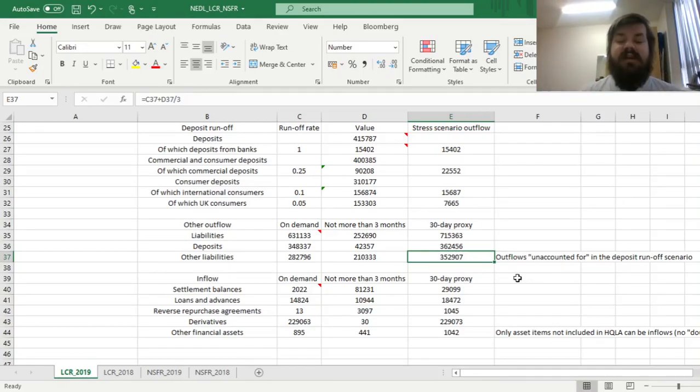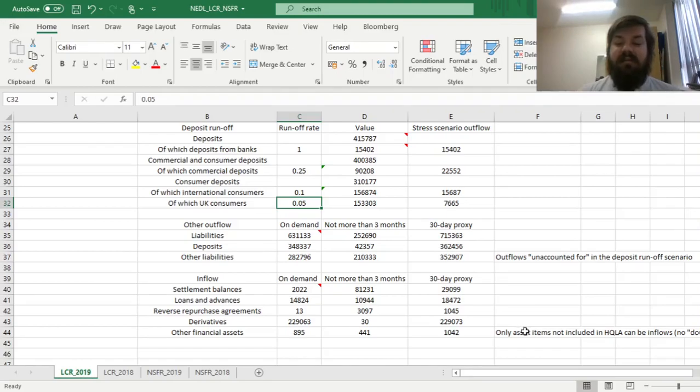And then we need to account for the potential inflows that we'll receive during the same 30-day period. The inflows that could potentially provide and cancel out the outflows that we would experience from deposit runoffs and from other liabilities that are just maturing in 30 days and we have to provide them.